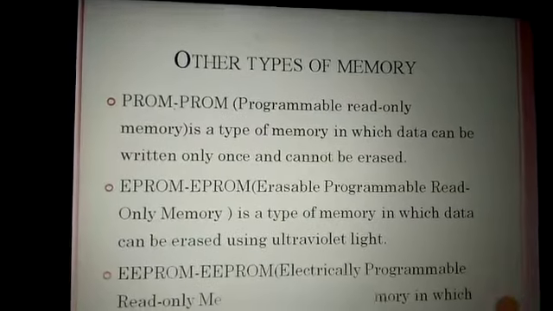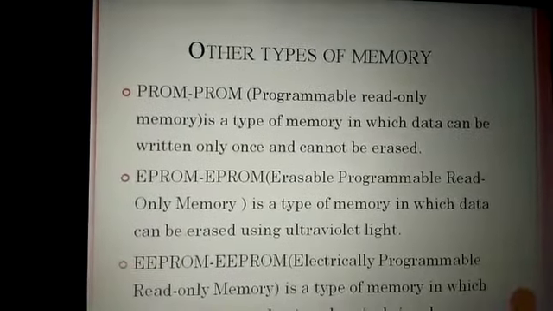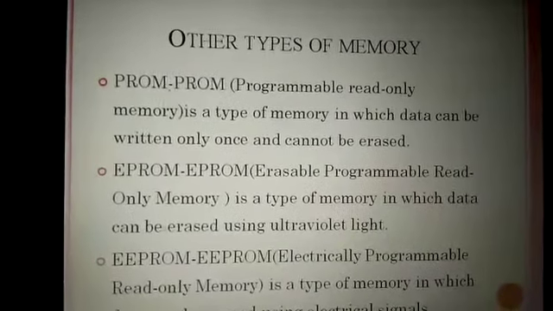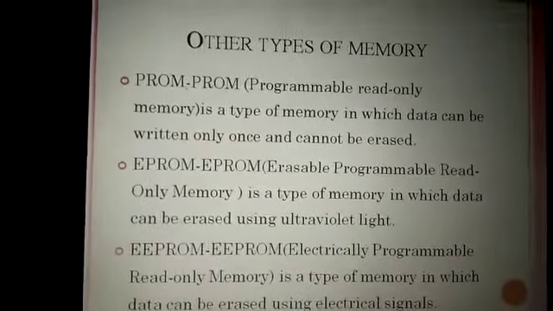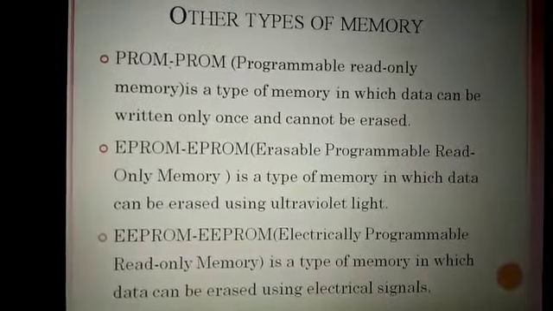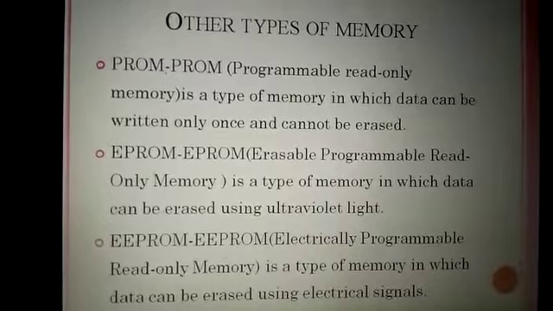What are the other types of memories? PROM is a type of memory in which data can be written only once and cannot be erased. And EPROM is a type of memory in which data can be erased using ultraviolet light.